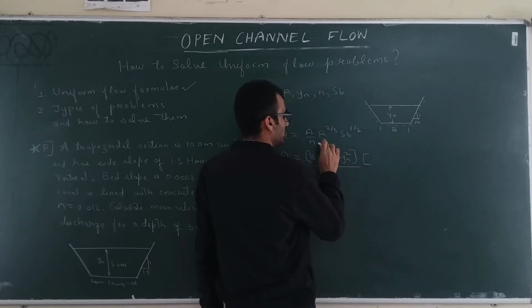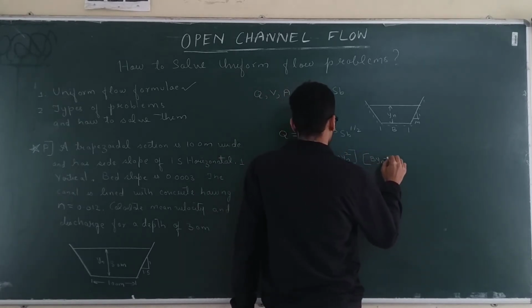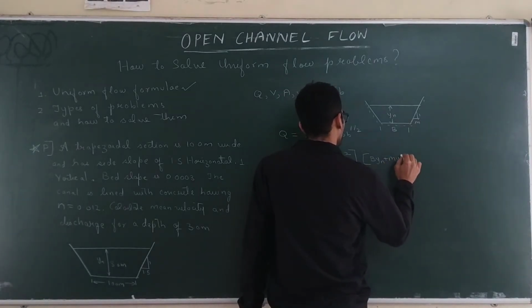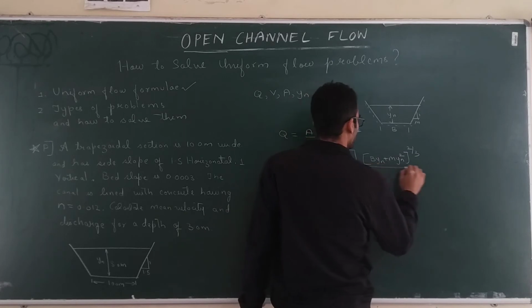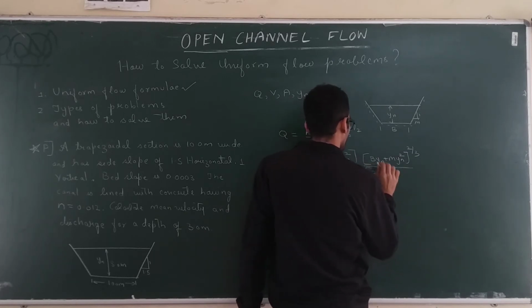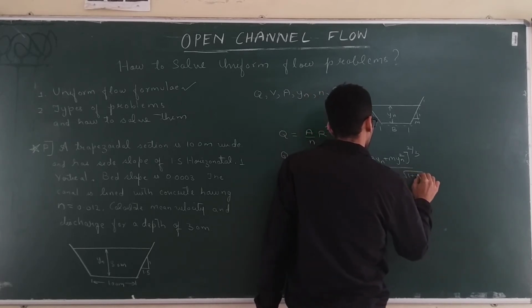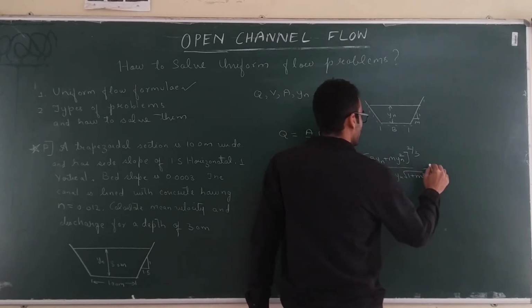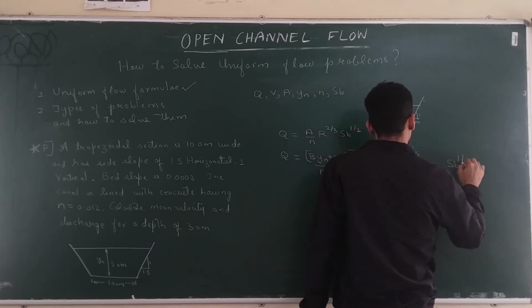R is what? A by P. So A is (B + M·Yn)·Yn, raised to 2 by 3, upon perimeter. Perimeter is B plus twice Yn under root 1 plus M square, raised to 2 by 3, into SB to the power half.